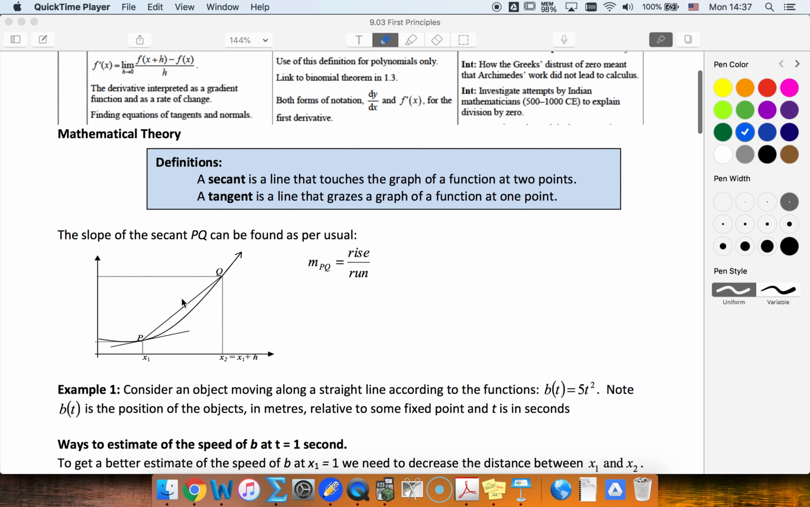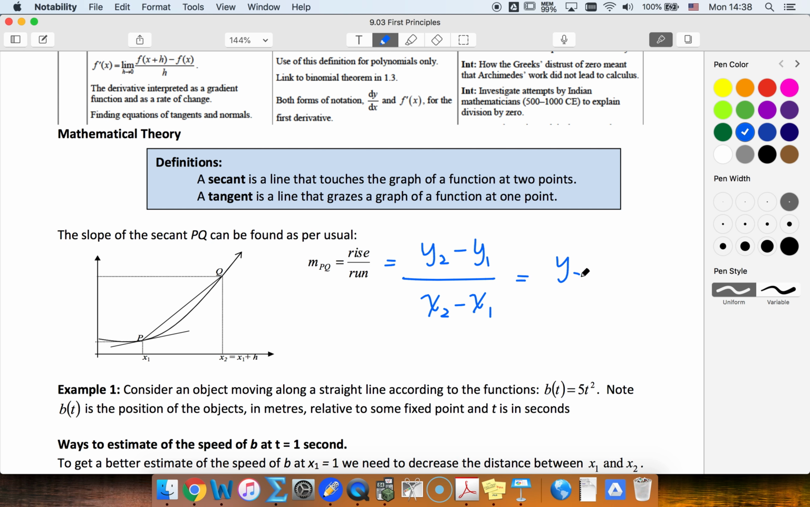And looking at PQ, I could calculate my slope. So in this case, my rise is going to be whatever the y values are at P and Q. So I could call that y2 minus y1 over x2 minus x1. But I see, of course, that x2 I've defined as x1 plus h. So that could be simplified to be y2 minus y1 over h. And so this is just some background with secants and tangents.